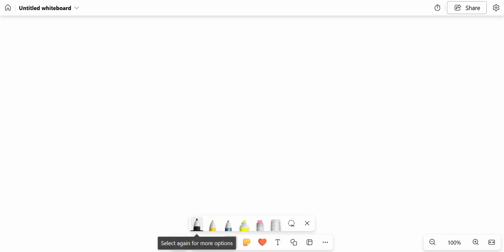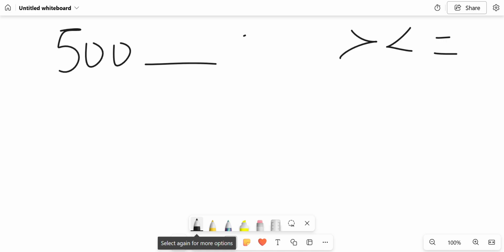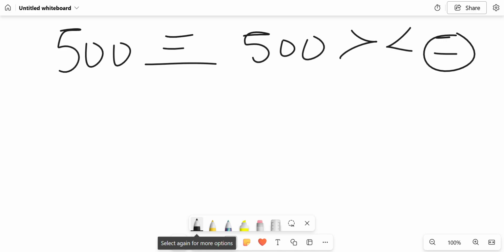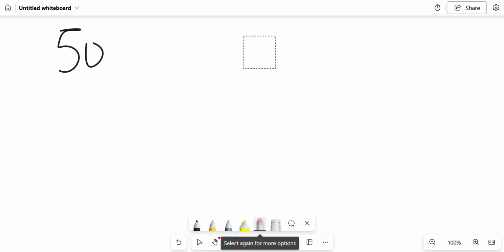Let me take one more example. We have the greater than, less than, and equal to. I have the number 500 and the number 500. These are obviously the same number, so none of them is bigger. They are equal to each other, so we just add the equal to sign. I believe we understand what I'm trying to say when we're using the greater than, the less than, and the equal to symbols.